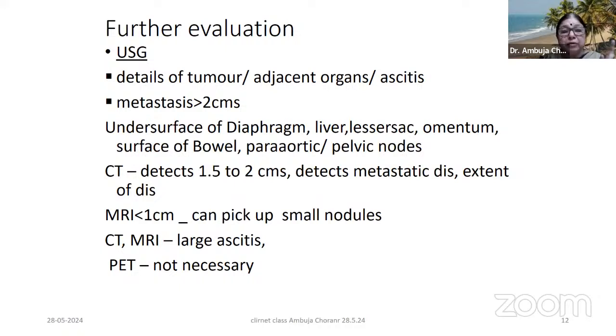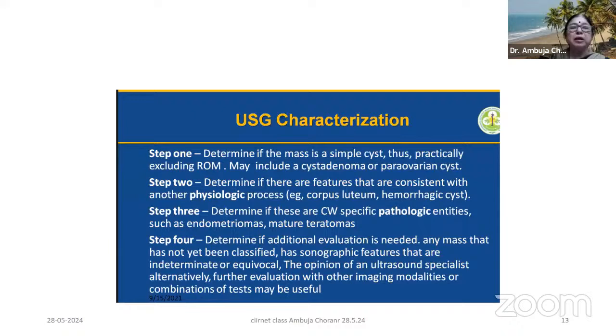But regarding the secondaries, CT detects metastatic deposits of 1.5 to 2 centimeters if present. And how is MRI better than CT? It can pick up small nodules of less than 1 centimeter. CT and MRI are indicated if there is a lot of ascites, and PET CT is not necessary.